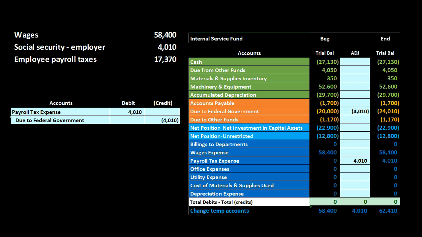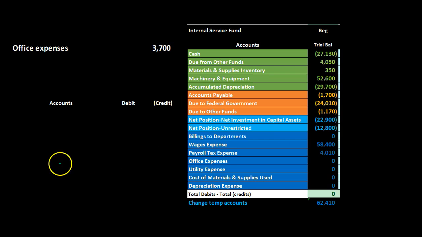So if we record this then, the payroll tax expense is going to be recorded here, increasing the expense. Once again, an expense as opposed to an expenditure, since we've been using an accrual basis rather than a modified accrual. The due to the federal government then being the credit, increasing the liability as well.